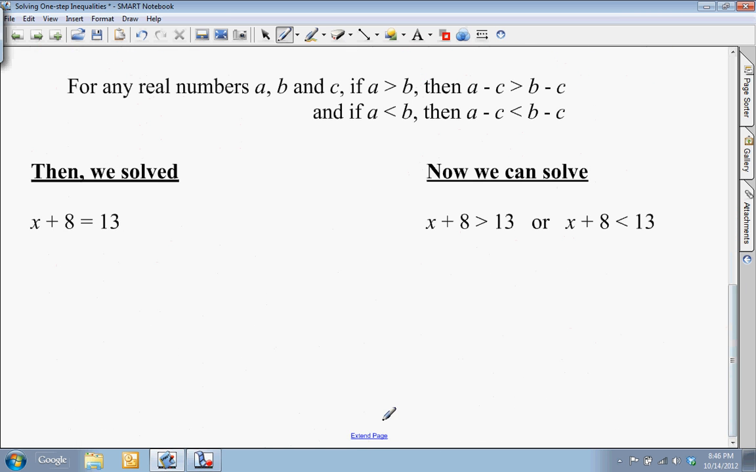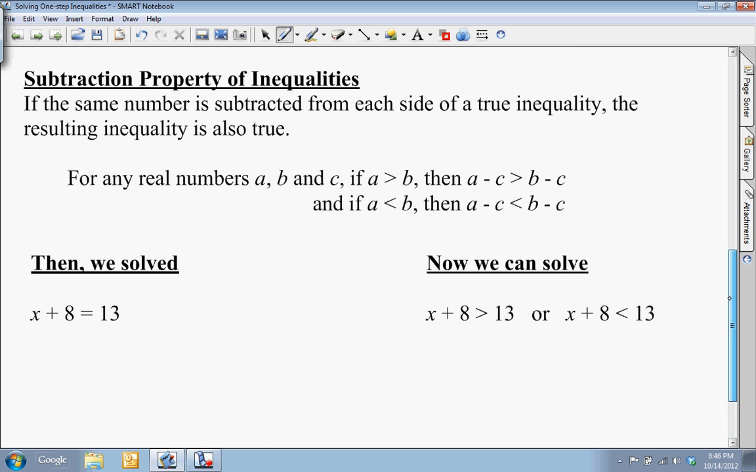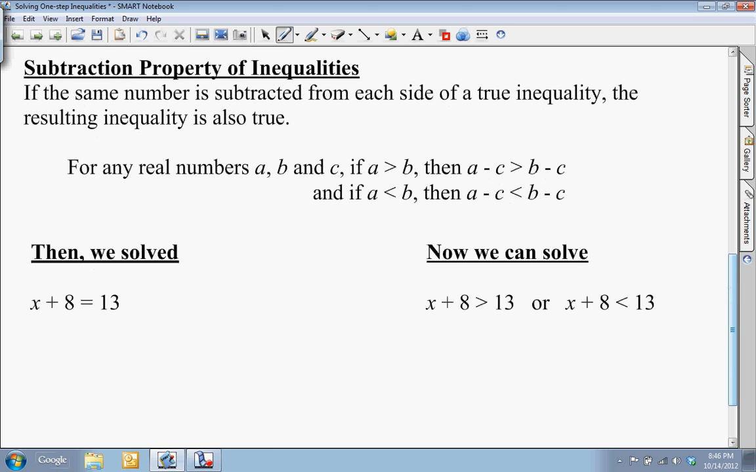The subtraction property of inequalities will also apply. As you can see, and if you remember back to our subtraction property from equations, when we have an addition problem, we should subtract that number from each side in order to get the variable to stand alone. So back then we solved the equation x plus 8 equals 13 by subtracting 8 from both sides. Again, in this case, we get x to stand alone, and we know that 13 minus 8 is 5. So in this case, we were able to solve x equals 5.